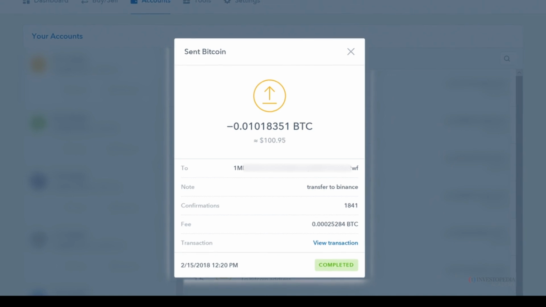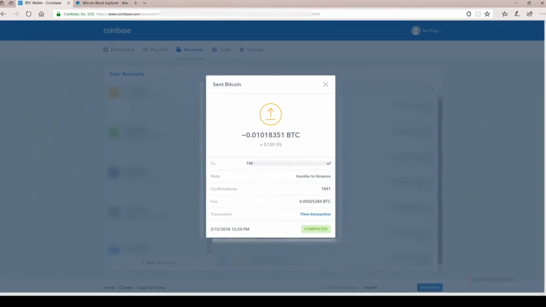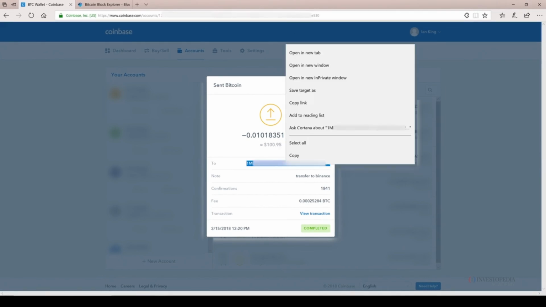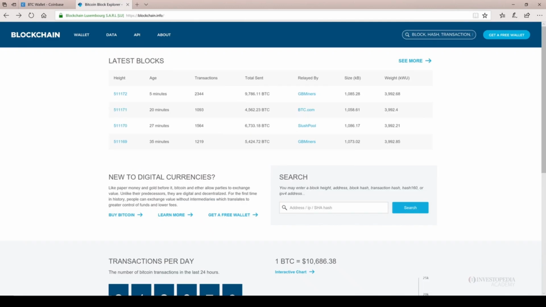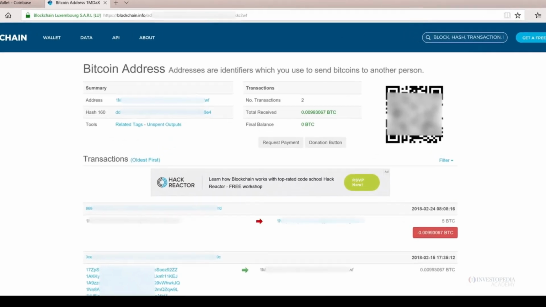And the further back in the past that these confirmations go, the more secure this transaction is. Now, if I highlight this exact address and copy it, and go to a website such as blockchain.info, I am able to click on the search tab, paste that address in, and actually search for that wallet. So I can see the wallet history that's happened since this wallet was open.